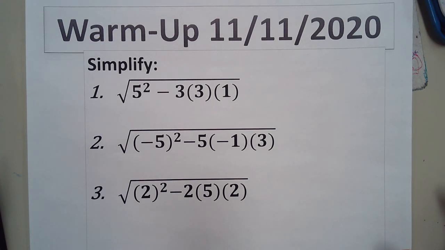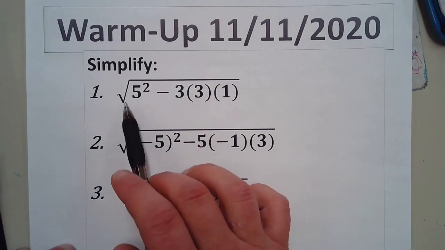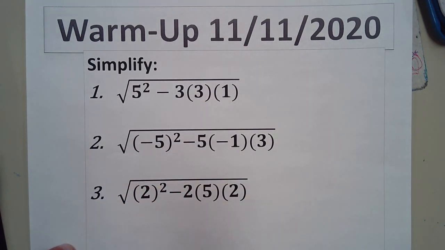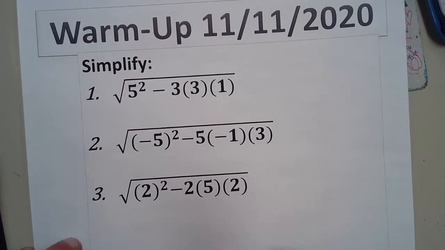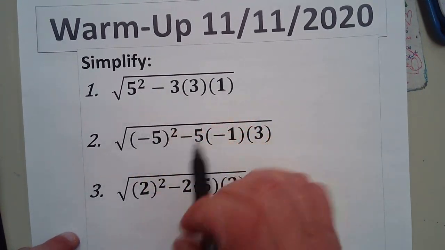All right, so warm up today, we've got actually just some simplifying, or really should say evaluate here. We're just trying to evaluate this down to what number does this equal? Or actually, numbers, you'll see in a second. All right, so order of operations is really all that's at work here.